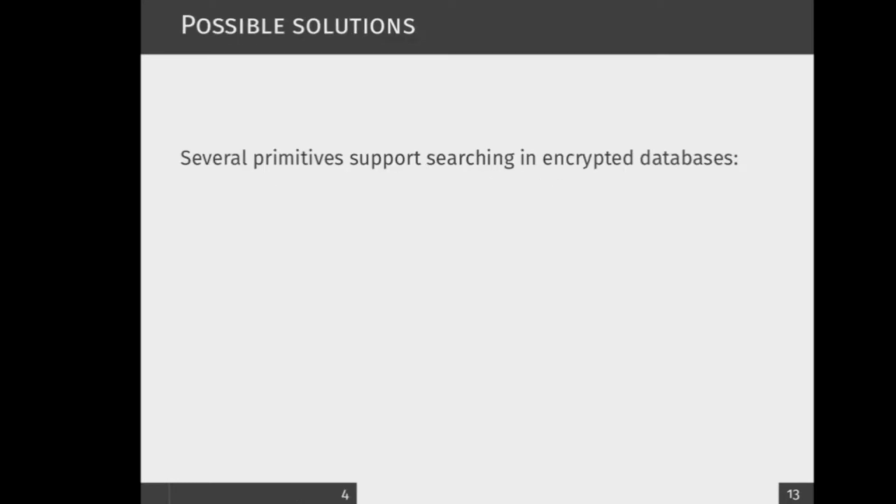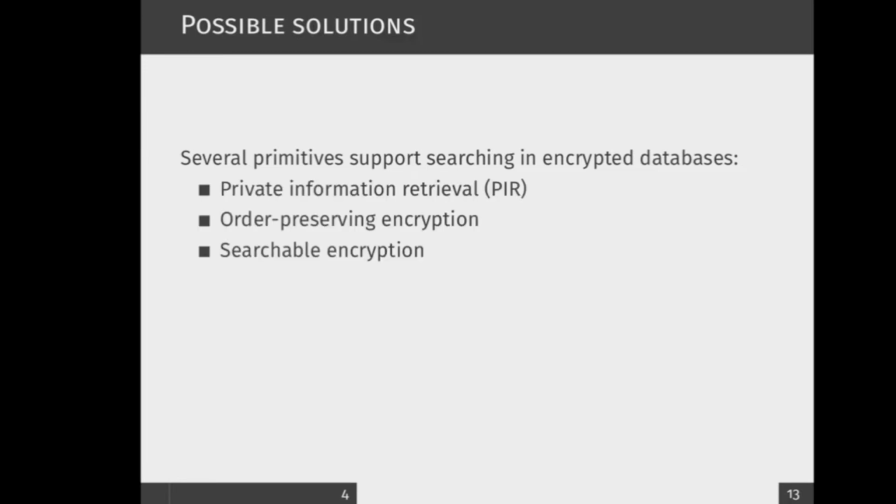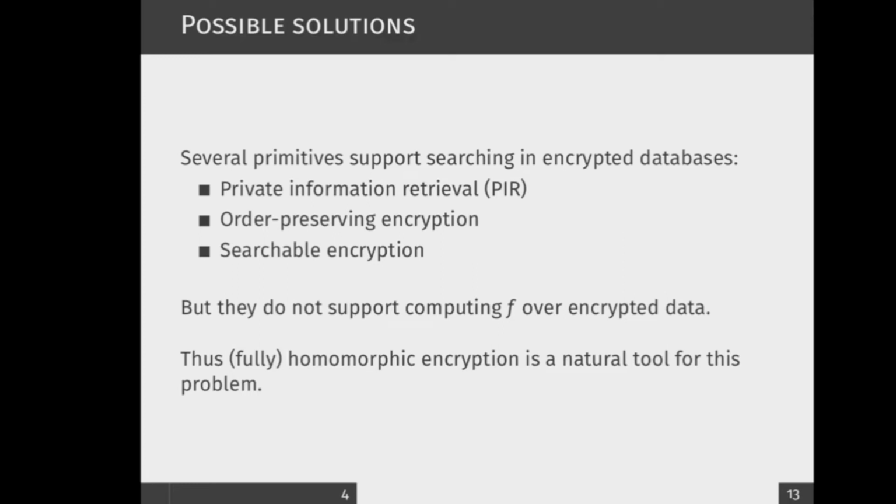But how can we solve this problem? So we could think that maybe we could use PIR or order preserving encryption or searchable encryption, because these primitives allow us to search on encrypted data. But here we also want to compute over encrypted data, not only search. So these tools are not the best for us. A natural primitive that we can use here is homomorphic encryption or fully homomorphic encryption, FHE, because FHE allows us to perform computation over encrypted data.